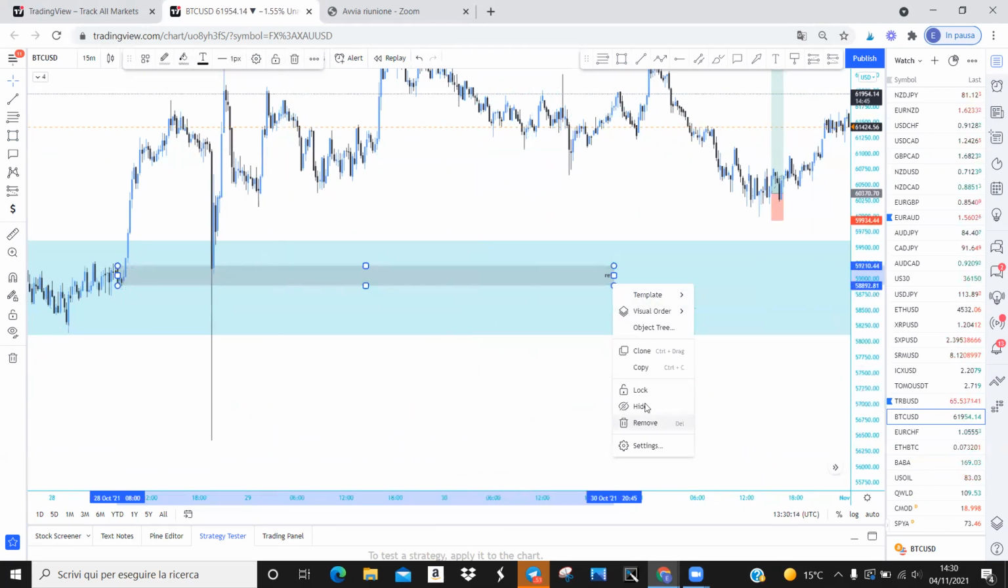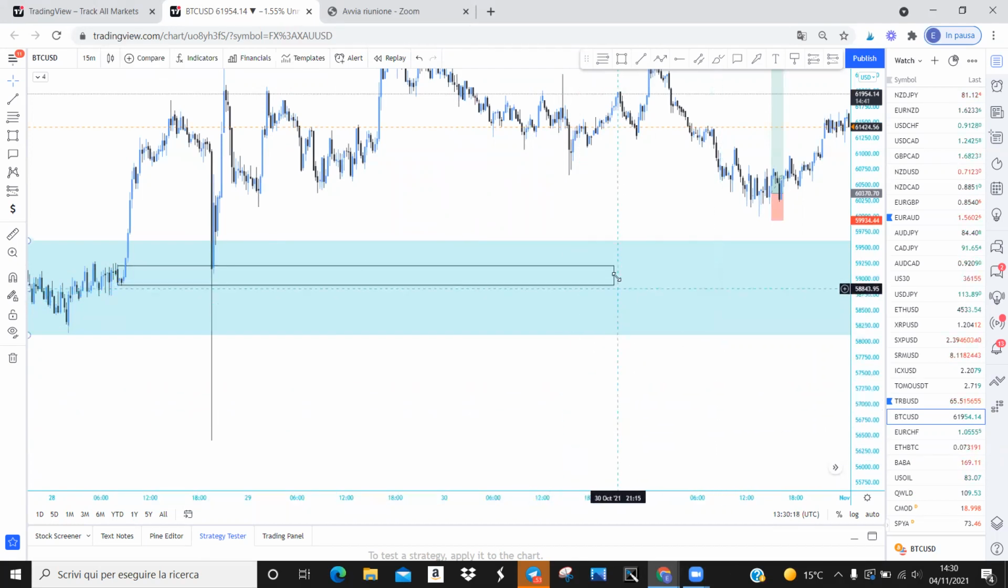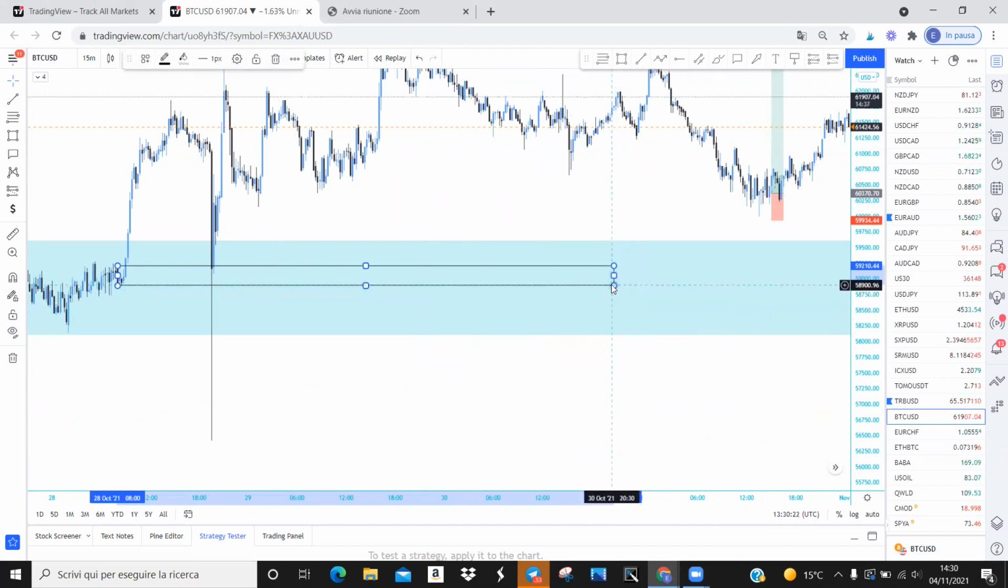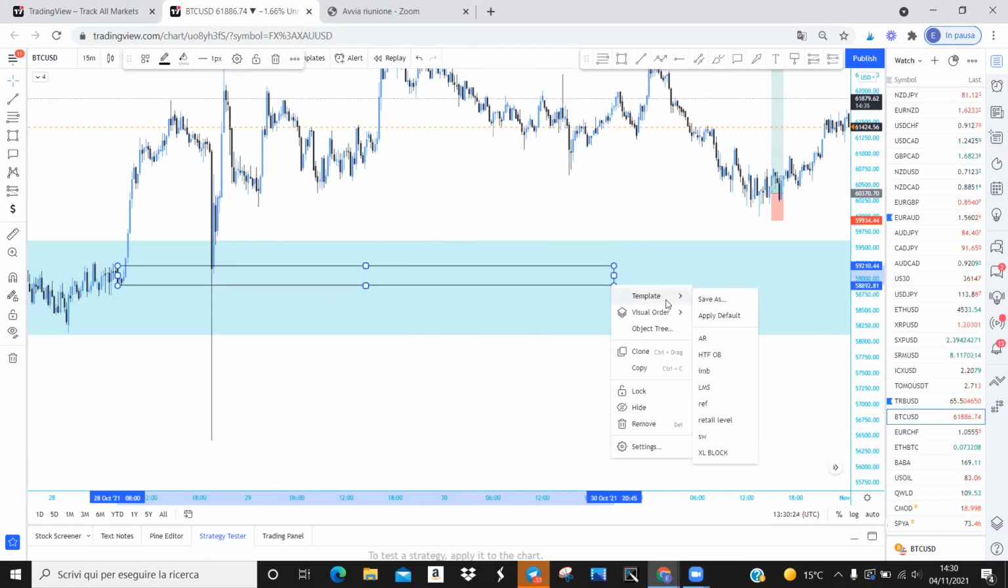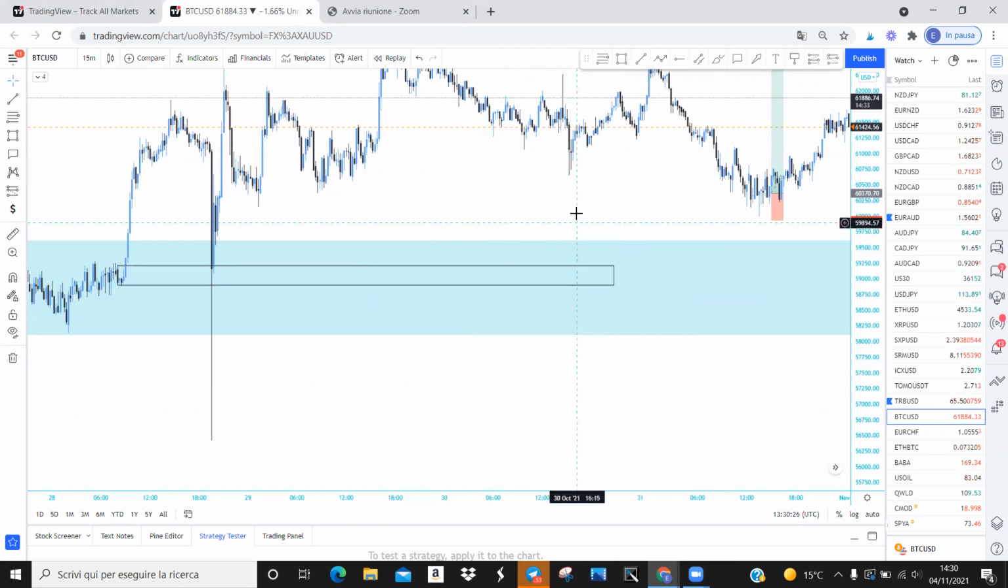Sometimes when I'm on lower time frames, like 5 minutes, 1 minute, I just use the Excel block. It depends. Sometimes I use the refinement, sometimes the Excel block, just what is better for my eyes.